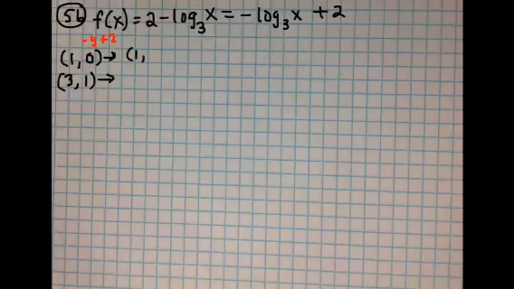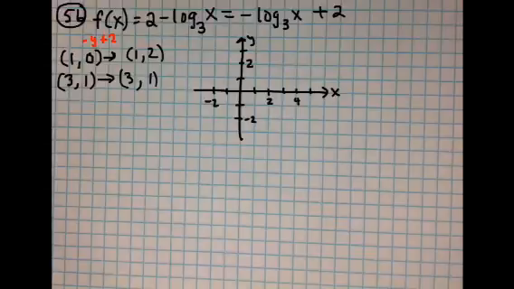So x is 1, and then 0 plus 2 is 2. And then this is 3, and then negative 1 plus 2 is 1. So now we're going to graph it. Alright, so logarithmic functions have vertical asymptotes, which are determined by the h value. So right here, h is 0. So then I have this vertical asymptote right here, x equals 0. Then the points (1, 2) and (3, 1).